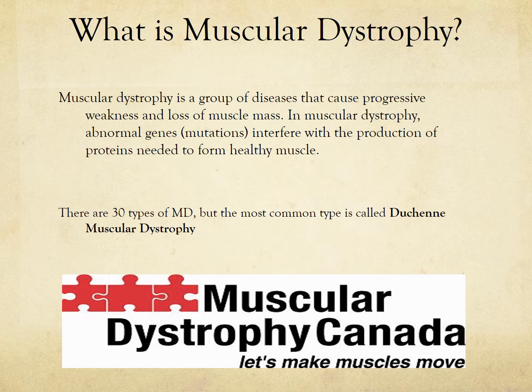So, what is muscular dystrophy? Muscular dystrophy is a group of diseases that cause progressive weakness and loss of muscle mass. In muscular dystrophy, abnormal genes, mutations, interfere with the production of proteins needed to form healthy muscle. There are 30 types of muscular dystrophies, but the most common type is called Duchenne muscular dystrophy.